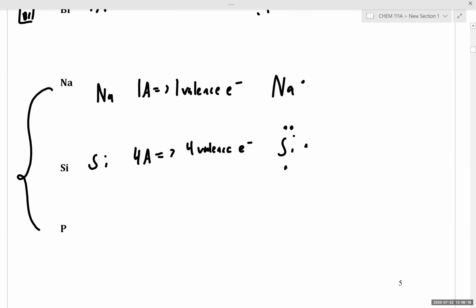Traditionally, it's common to draw the first 2 electrons as a pair, just to respect the fact that technically those first 2 electrons are going in an s orbital and they're paired in the s orbital. I know it seems a little pedantic, but always worth noting. Phosphorus is a 5A element, so we have 5 valence electrons. So we write phosphorus 1, 2, 3, 4, 5. 5 dots. Does this example make sense to everyone so far?